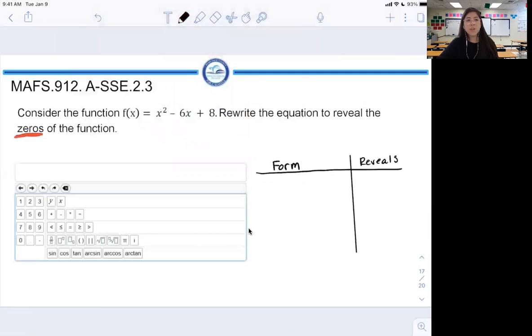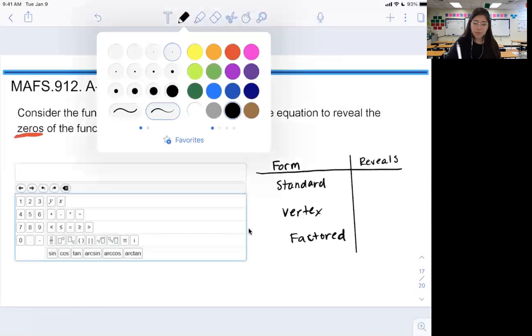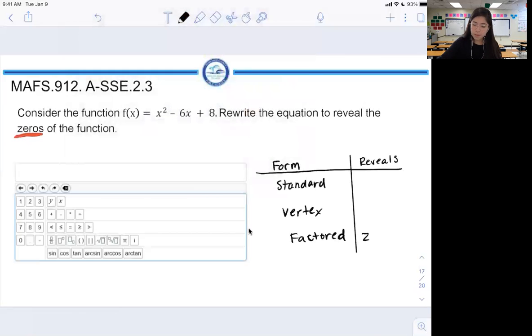Okay, good. So I want to talk about the 3 types of forms. We have standard, vertex, and factored. Each of those reveals a different thing. Perla just told us how factored form reveals the zeros. What do standard form and vertex form reveal? Standard reveals the y-intercept and vertex reveals the vertex. Good.